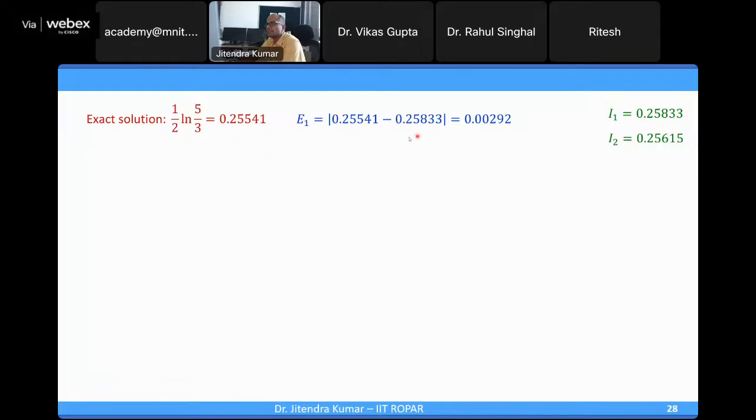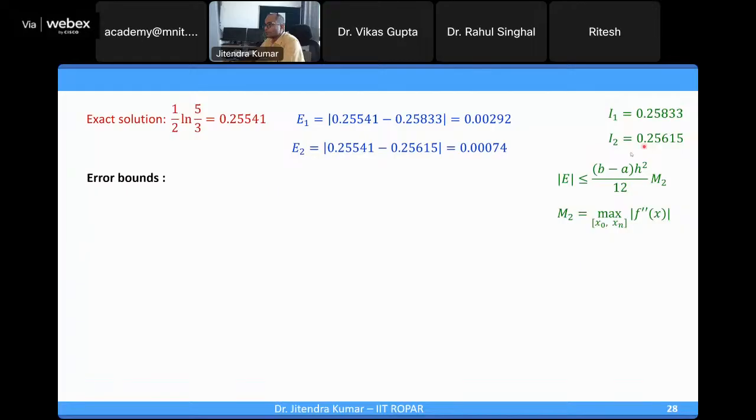The error, I mean the actual error, because we now have the numerical value also, though we can estimate it through the given error bounds, but now we will justify that these error bounds are actually the correct error bounds. So here we have the error with the first attempt, where we have done only 2 subintervals. In the second case, we have this error 0.00074. But these error bounds, with the help of this error formula which we have just discussed before, (b minus a) h square by 12 m2.